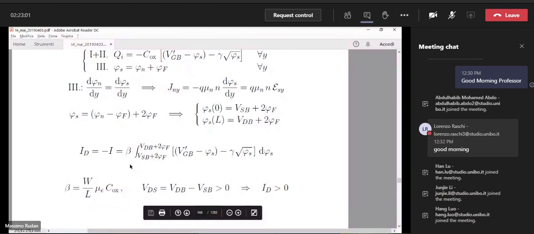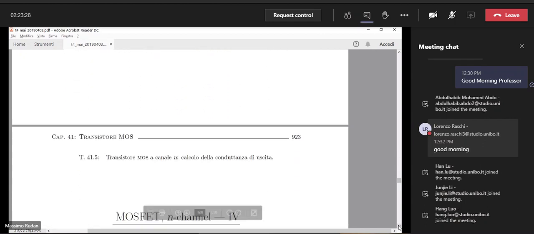Okay, so we conclude this part of the class by considering the integral here that defines the drain current of the MOS transistor.